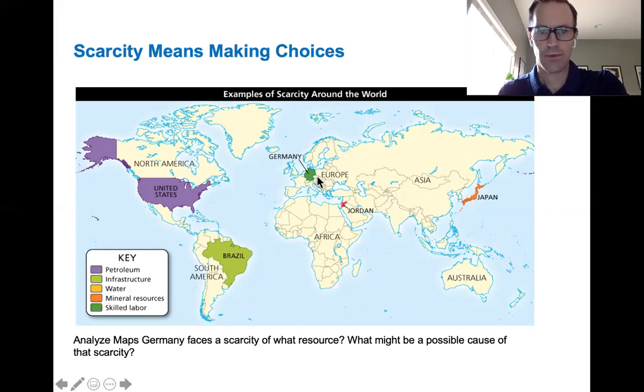Now here we have Germany. And here's the question: what might be a possible cause of scarcity of skilled labor? Germany is a rich nation, so why does it have a problem with skilled labor? For our purposes here, I'll go ahead and provide some possible scenarios. Most people don't think that Germany would have a problem with skilled labor. They think of automobiles, heavy industry, a highly intensive skilled labor workforce. However, they also have great education. So again, what can this mean?